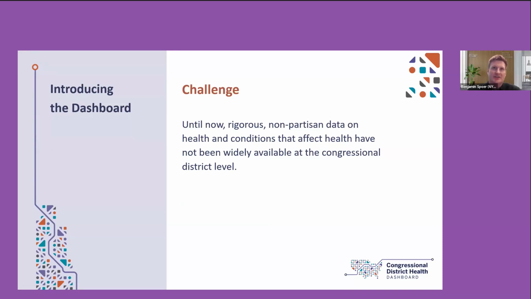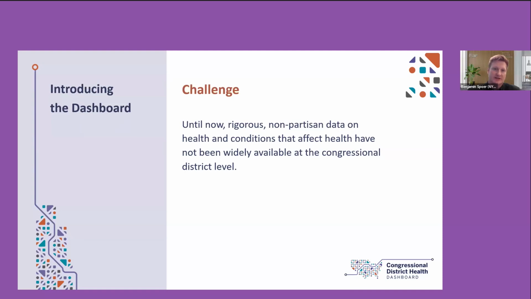The challenge that the website was created to address is that until the website's launch, rigorous nonpartisan data on health and conditions that affect health were not widely available at the congressional district level. Some sources of data were available, including the US Census, which we have the utmost respect for. We use a lot of census data. And sometimes those data were substantially lagged and they were not available for all of the metrics that we thought were important to understanding health and health drivers.